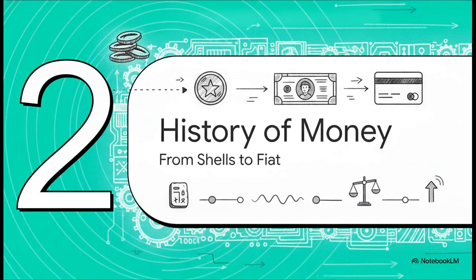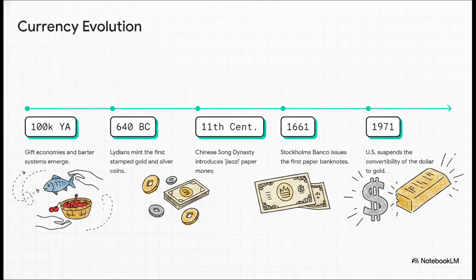Section 2. A brief history of money. From shells to fiat. To see how humanity solved this tension, we can trace a journey across thousands of years of human ingenuity. We start way back, like 100,000 years ago, with early gift economies and barter. Jump to 640 BC, and the Lydians mint the first stamped gold and silver coins.